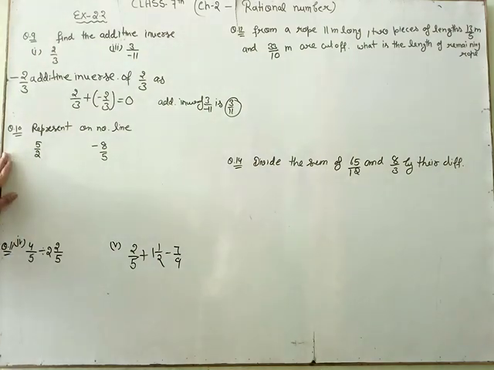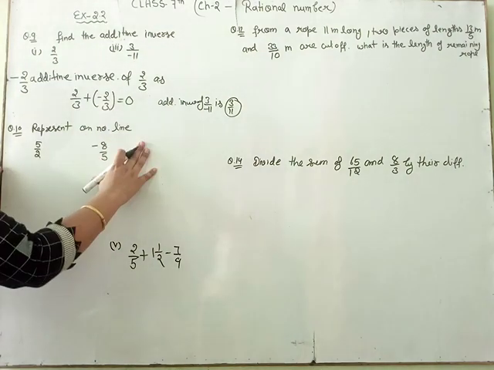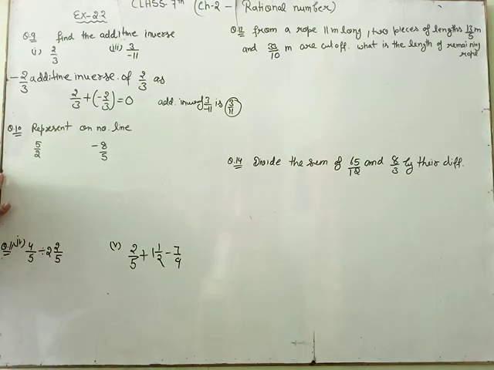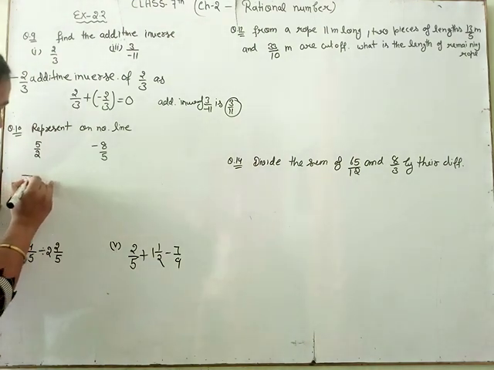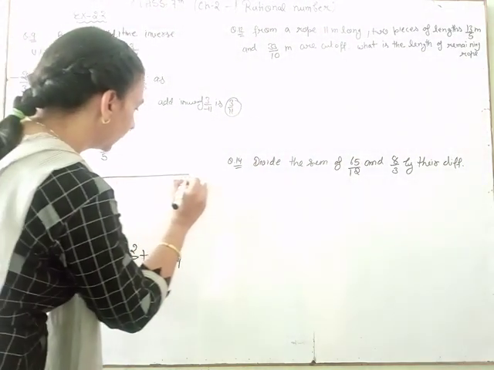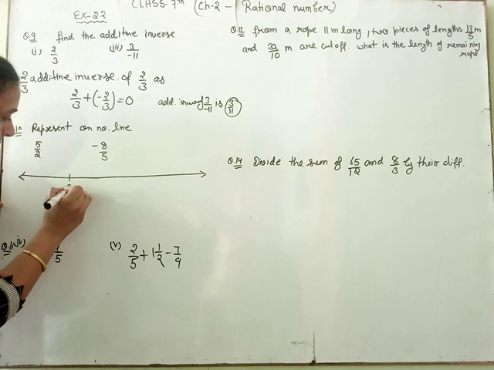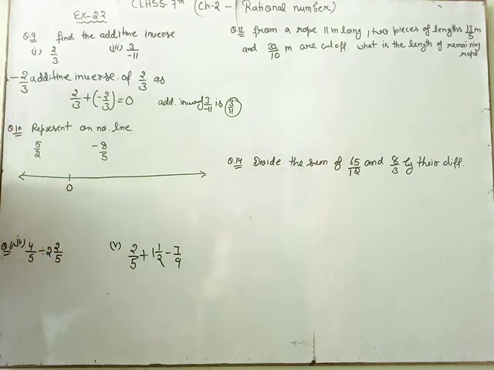Okay. Next is question number 10. Represent on a number line. There are two questions. Represent this on a number line. We represent this rational number on the number line. So first we make a number line. This is a number line. This is a positive rational number, so we take a 0. First we take a 0.